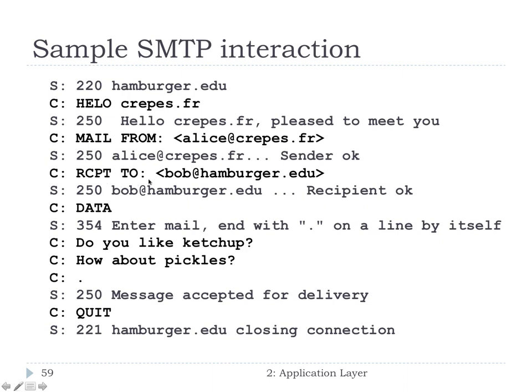This is the recipient. Server says okay, the recipient's okay. The client says data. The server says okay, enter the email message and end it by putting a period on a line by itself. So that period on a line by itself means this is the end of the message. So do you like ketchup? How about pickles? That's the body of the email message. We put a period, that's the end.